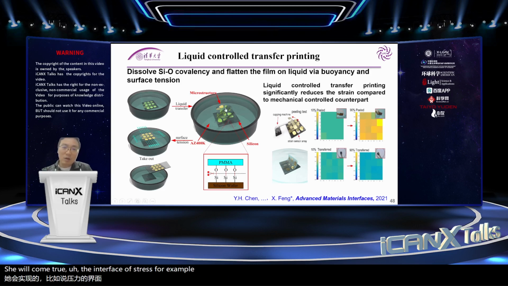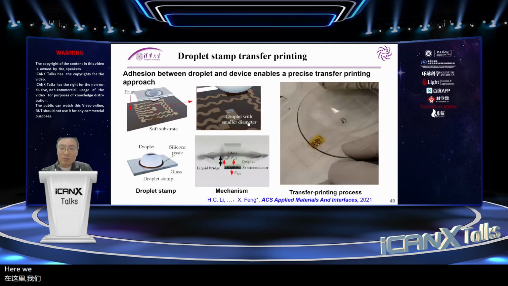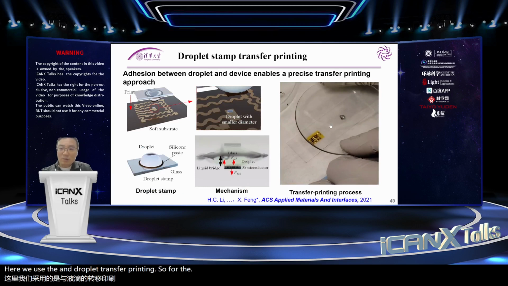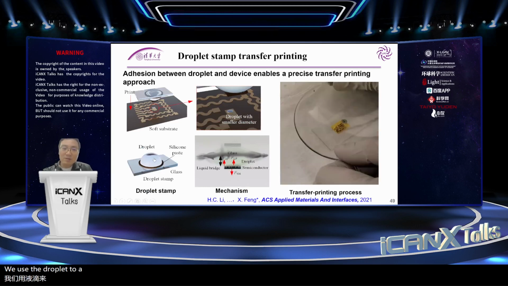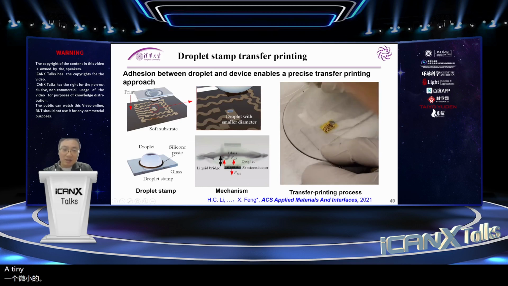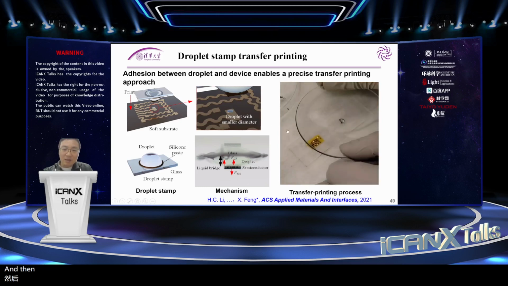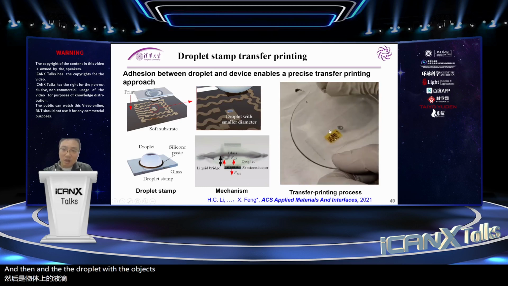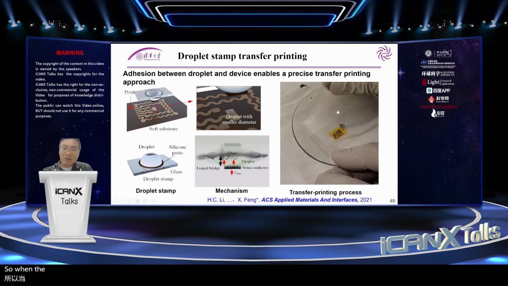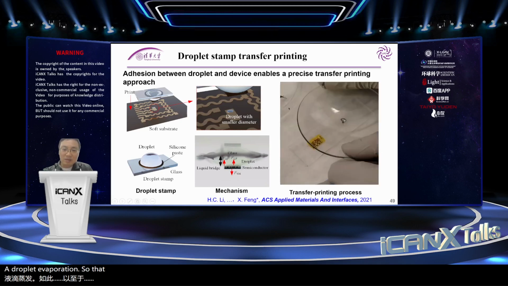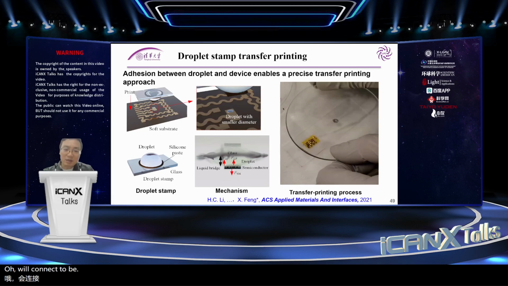For example, we can put the sample onto the liquid and then use the liquid surface tension to peel off the component unit, and then we attach it onto the soft substrate. Then finally we can get a very thin device. Here we use a droplet to transfer print. We use the droplet to pick up the very thin or tiny component, and then place the droplet with the object onto the soft substrate. When the droplet evaporates, the component unit will connect with the soft substrate.